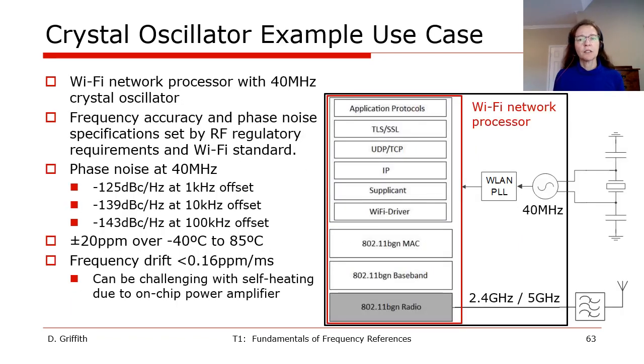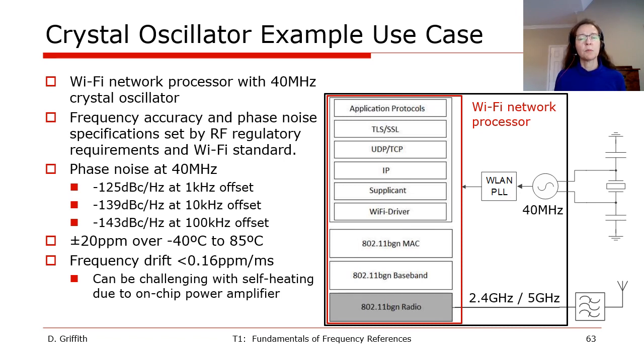So crystal oscillators are extremely widely used in electronics, so there are many possible example use cases I could show you. The one I've chosen here is a Wi-Fi network processor with a 40 megahertz crystal oscillator. Wi-Fi has very strict requirements on the frequency accuracy and the phase noise for the crystal oscillator, and they're determined by both RF regulatory requirements and the Wi-Fi standard.